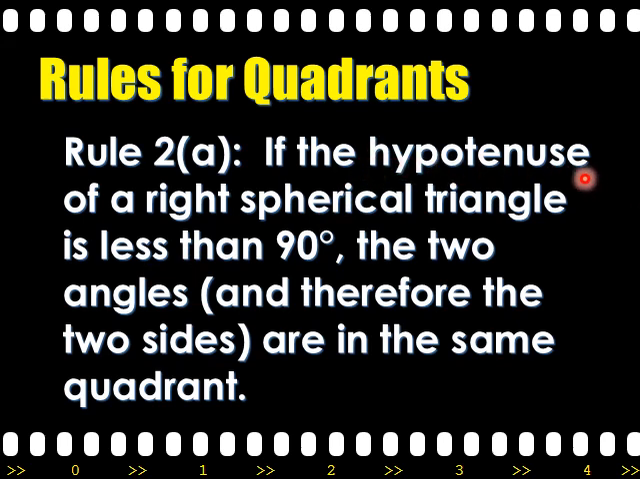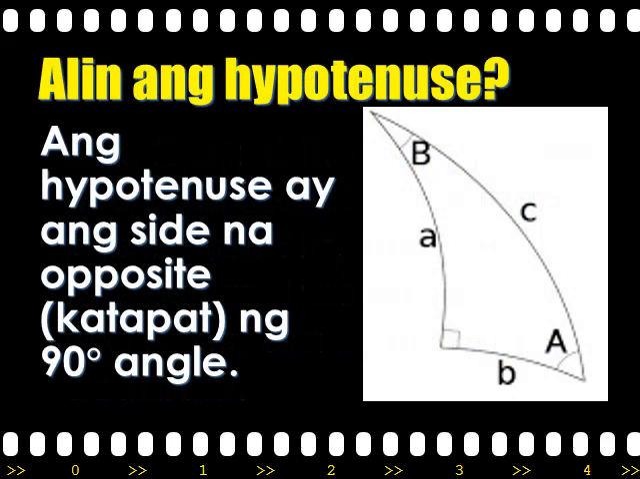So, you can imagine na ang hypotenuse ng right spherical triangle is very similar din sa tinatawag natin hypotenuse sa plane triangles. Okay, so for example, if this is your right spherical triangle and this is your 90-degree angle na given, okay? Ibig sabihin, yung katapat na side niya, so in this case, ang katapat na side niya is C, ibig sabihin, ito yung tinatawag natin na hypotenuse.